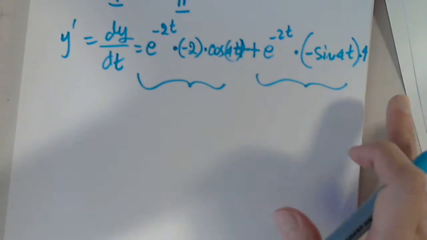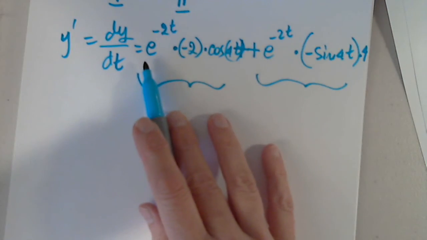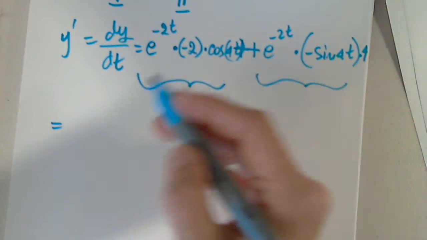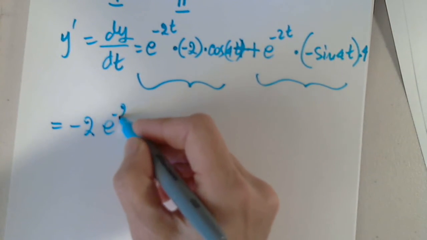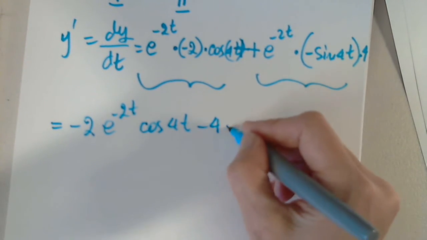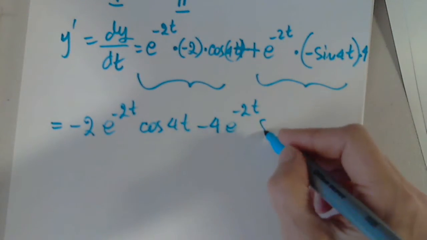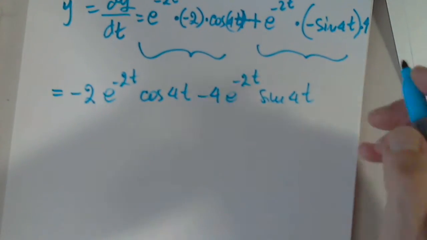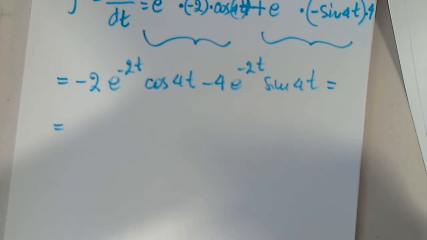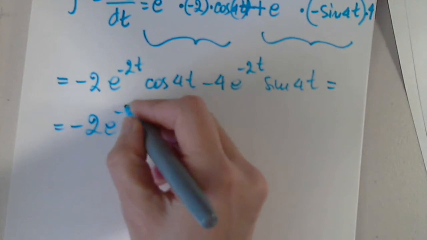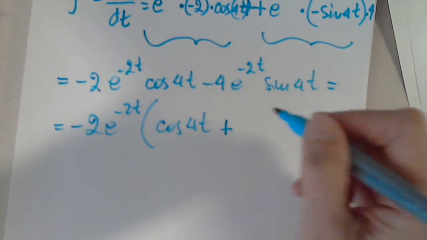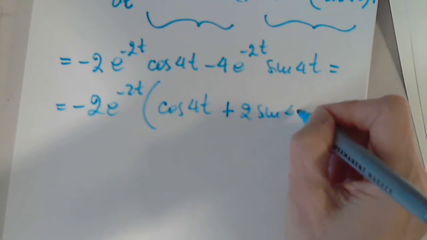So now I have to rearrange the whole thing. I can factor out, if you want, the negative. Let me rewrite it before so you can see it first, simplified. So this is negative 2, e to negative 2t times cosine 4t and minus 4, e to negative 2t sine 4t. We can factor if we wanted to. It's not really important because we're not going to do anything with this, but let's do that. Negative 2e to negative 2t, and we do have cosine 4t and plus 2 sine 4t.